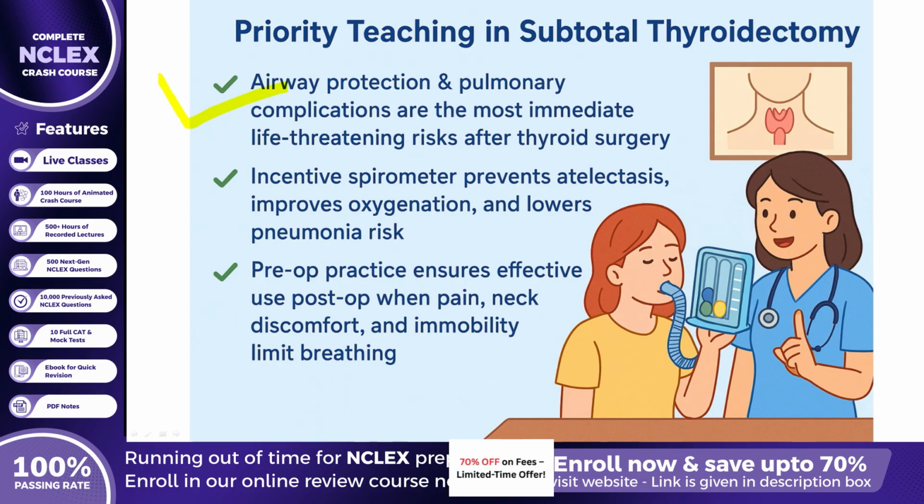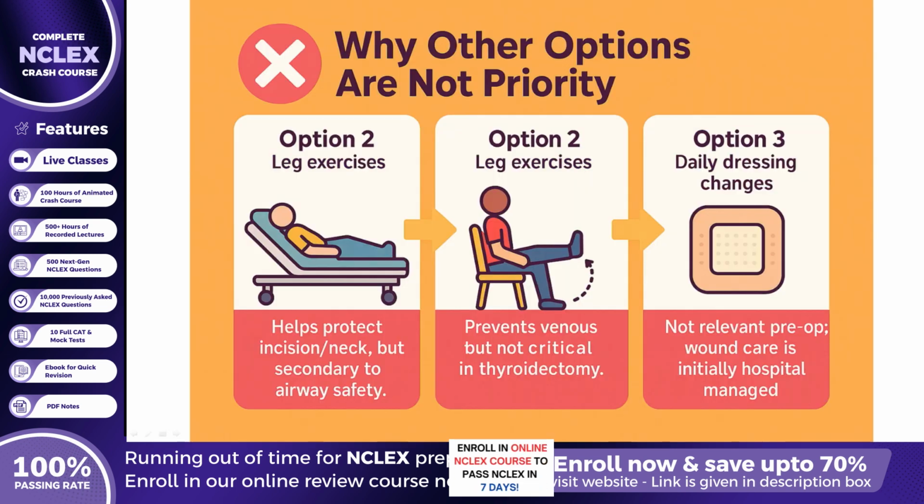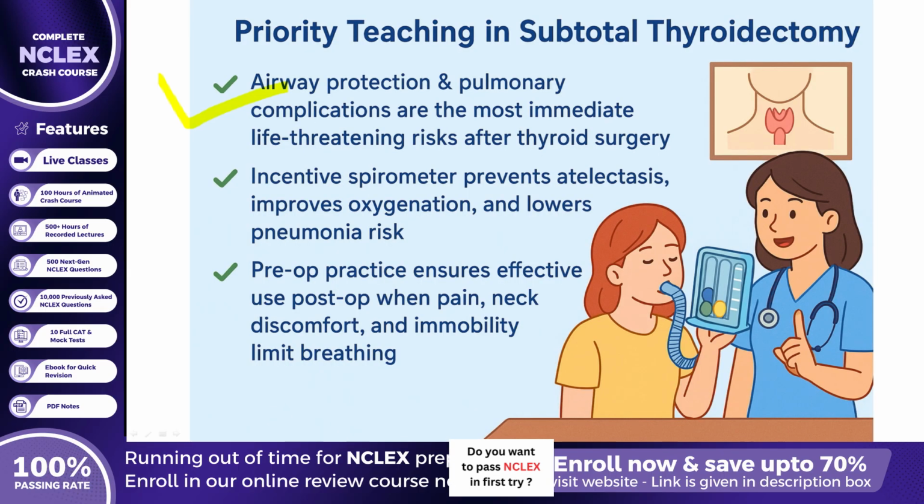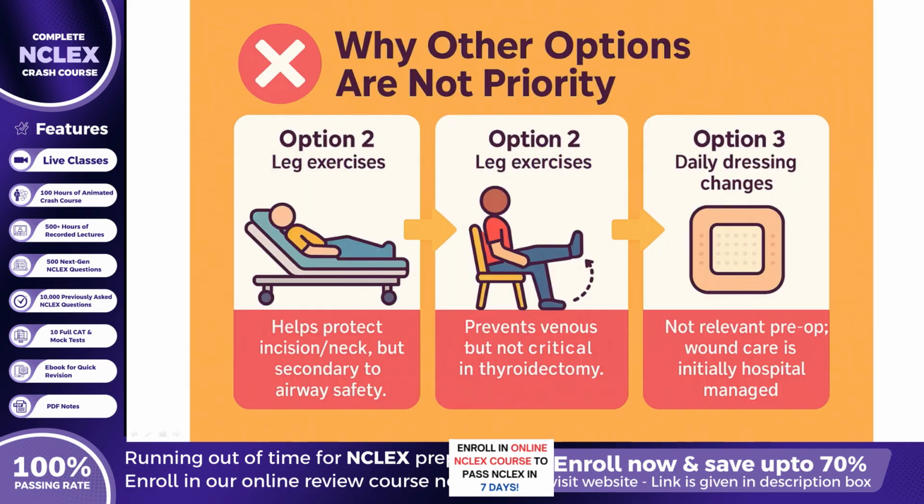Since airway obstruction is the most life-threatening complication of thyroidectomy, protecting the airway and wound stability takes priority over all other teaching points. Clients are taught to place both hands behind the neck and keep the head and neck aligned when moving from supine to sitting or turning. This prevents sudden extension or flexion that could cause bleeding, compromise airway safety, or even injure nearby structures like the recurrent laryngeal nerve.